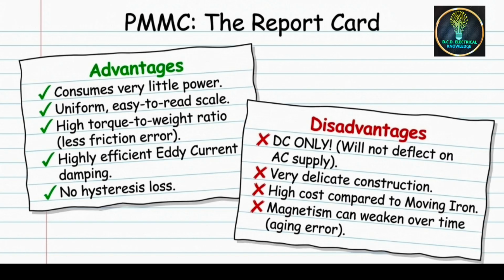Disadvantages: DC only, will not deflect on AC supply. Very delicate construction, high cost compared to moving iron instrument. Magnetism can weaken over time. That is aging error.